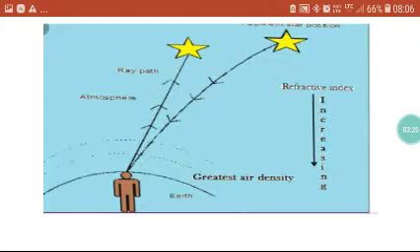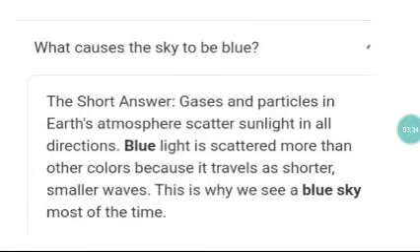Okay, what are the other effects that atmospheric refraction can do? Atmospheric refraction can do these things. It can show you why the sky is blue. Why is the sky blue?